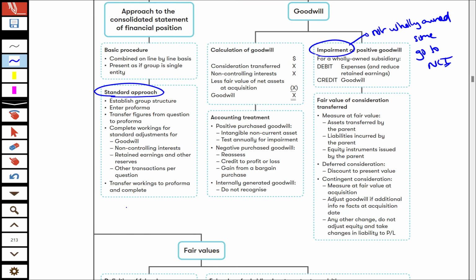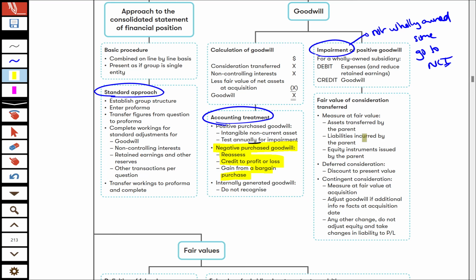We've looked at our accounting treatment for goodwill. So we know that positive goodwill, we do our calculation, it then goes on our consolidated statement of financial position, and then we're going to test it annually for impairment. But if we've got negative goodwill, we need to reassess the values of those assets. We're going to be crediting that straight off to the profit and loss account, and that's going to be a bargain purchase, and that will be shown in the operating profit of our profit and loss account under IFRS 18.